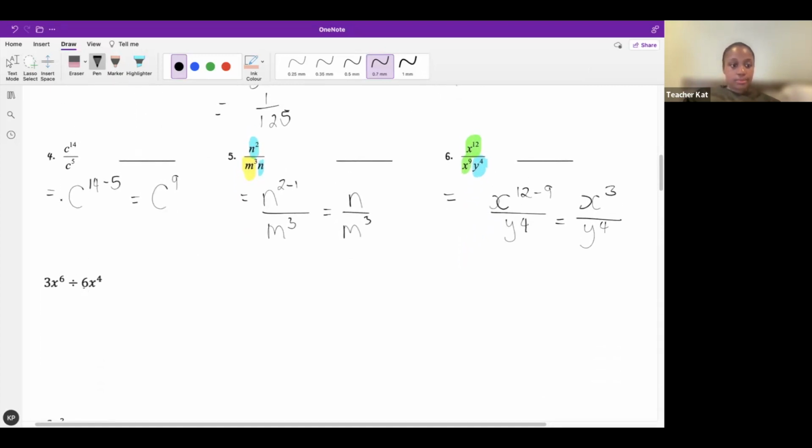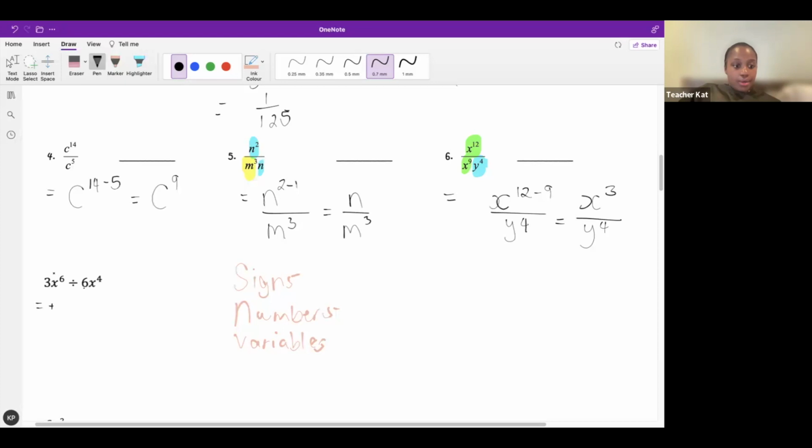Now, let's see. Now we have 2 numbers that we are dividing, and that means we have to go back to our SNV rule. So we're going to start with the signs. We're going to go to the numbers, and then we go to the variables. Okay, so let's start with the signs. We are dividing 2 positive numbers, so my answer is going to be a positive number.